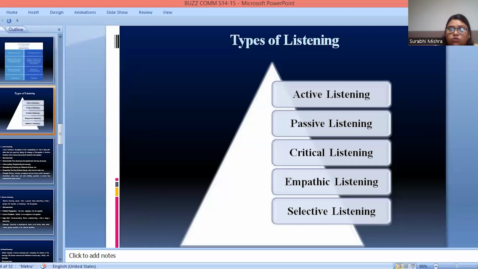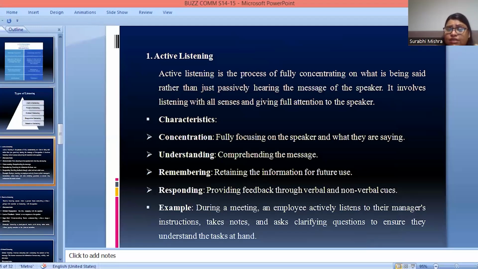So let's start. The 5 types of listening are active listening, passive listening, critical listening, empathetic listening, and selective listening. We will be talking about each of them, discussing the characteristics of each type and examples. So let's start with the very first type of listening. Number 1 is active listening. We'll be talking about what active listening is all about. Active listening is the process of fully concentrating on what is being said rather than just passively hearing the message of the speaker.